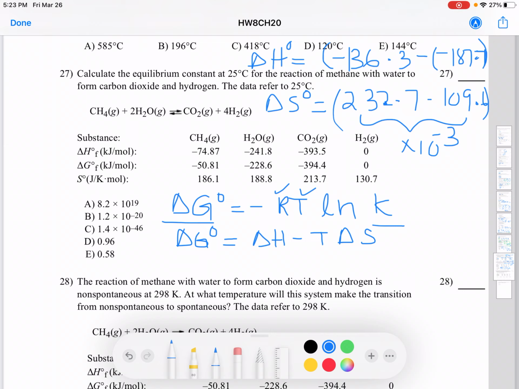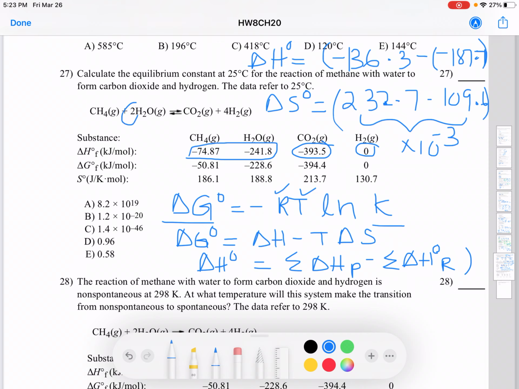Okay, and then how do you find the delta H naught of the reaction? You can find it using the same equation: sum of all the delta H values for the products minus the sum of all the delta H naught values for the reactants. And then we have your products, carbon dioxide and hydrogen, and these are your reactants. Take into consideration the number of moles, 2 water molecules. And find the delta H naught.